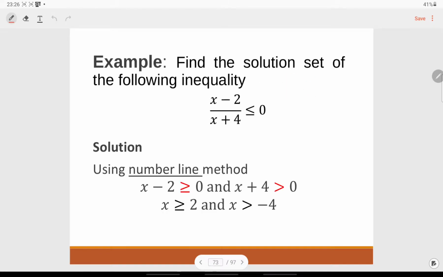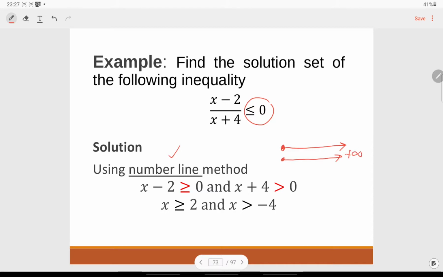Next, find the solution using the same question, but this time we try a different method: the number line method. For the number line method, although the question asks you to find less than or equal to 0, when we are using the number line method we need to point our line to the positive infinity side.